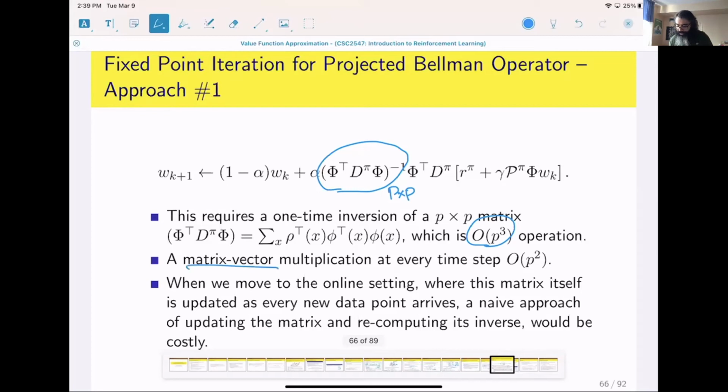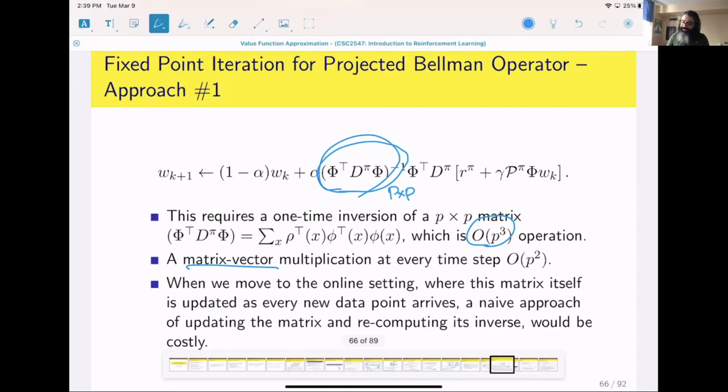Also, we have a matrix vector multiplication at each step. So when we move to the online setting, we don't have this matrix, but we estimate it with each data point as it arrives. So the result would be that we need to do inversion every time step, which would be very time consuming. There are methods to do it kind of cheaper, but still that would be an issue.